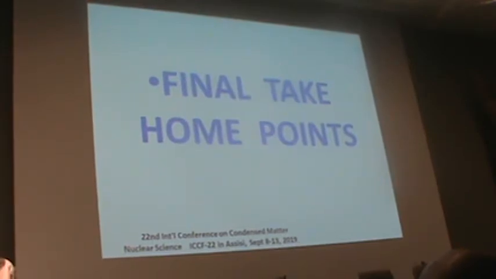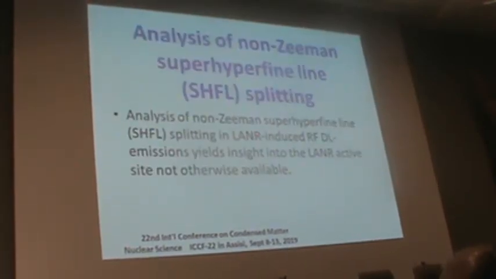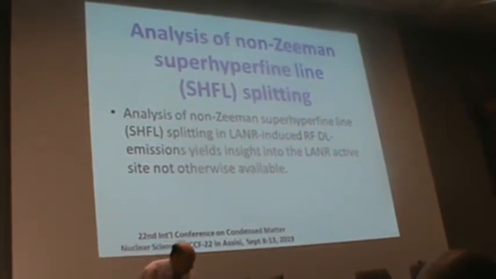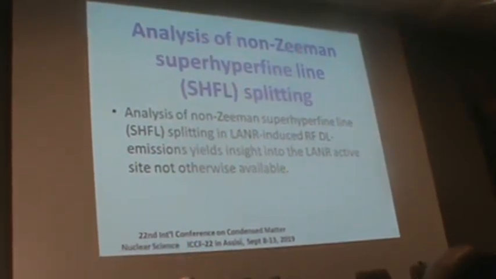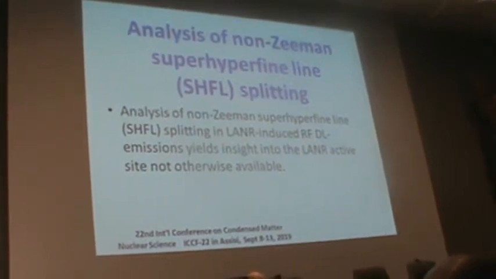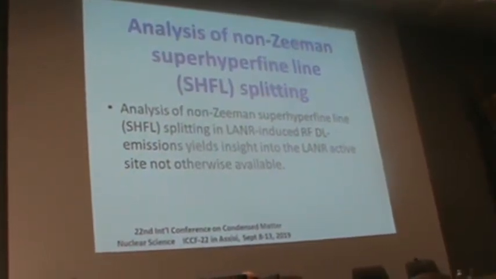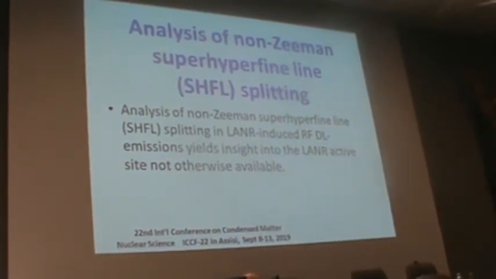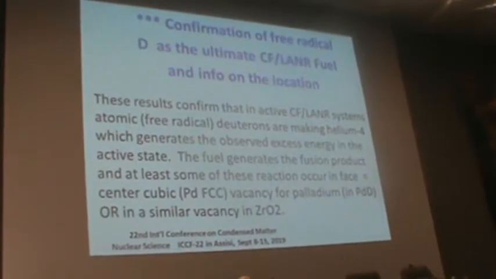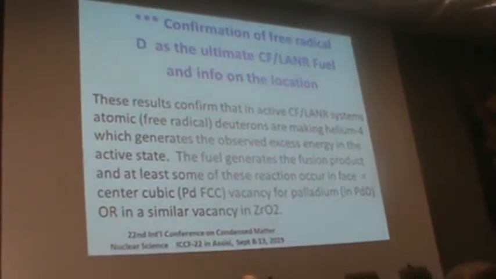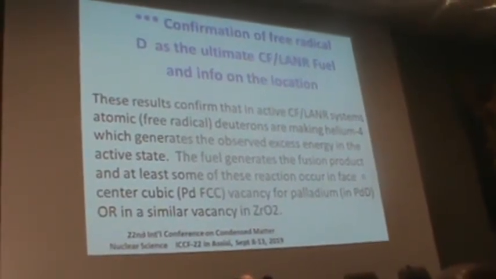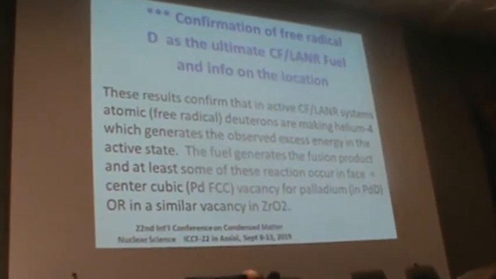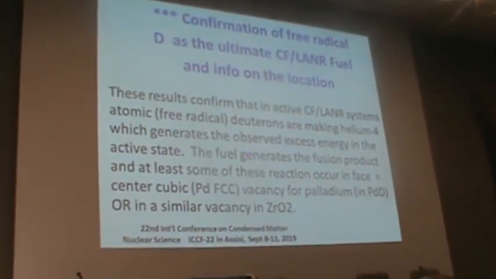So these are our final take-home points. 1, analysis of the non-Zeeman, because we're not adding a magnetic field, super-hyperfine line structure reveals possible insight into exactly where our precursor to helium-4 is occurring. 2, the results indicate, in fact, that free radical deuterium is the ultimate fuel prior to helium-4, and we can clearly see it with this reaction.